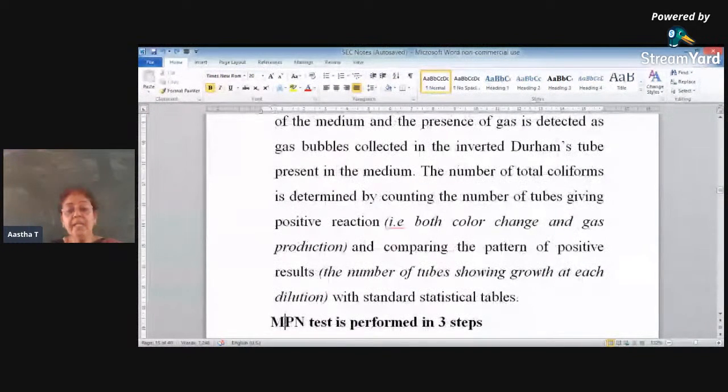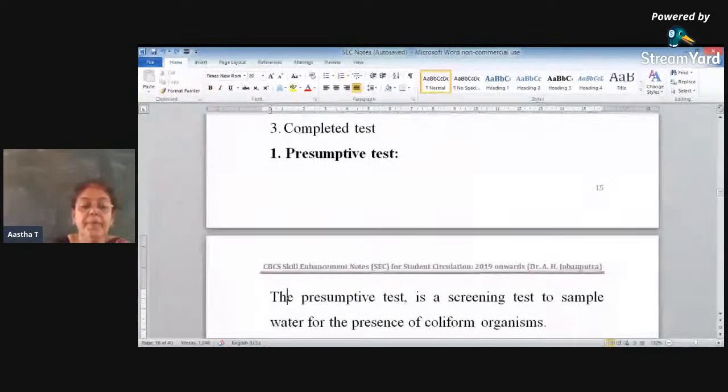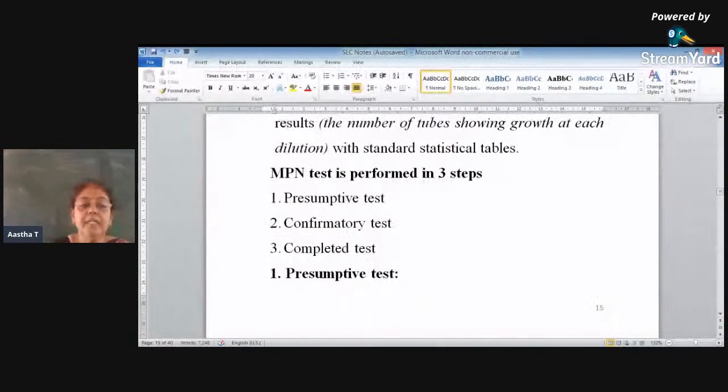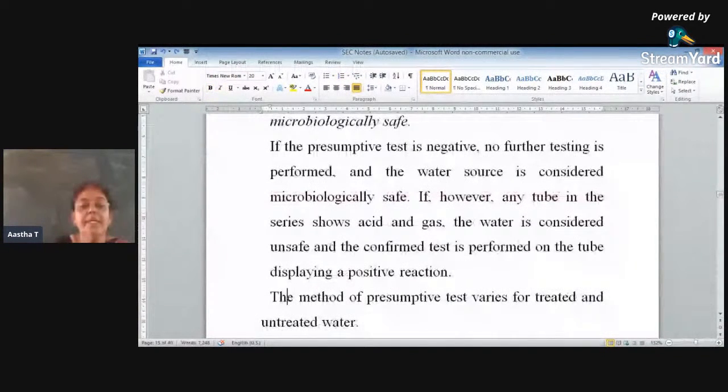Indicative of presence of coliforms and positive tests. Now this MPN is performed in three steps: presumptive test, confirmatory test and completed test. In presumptive test, what is done?